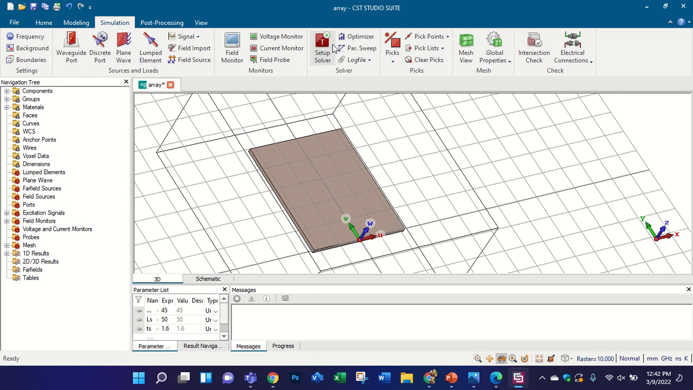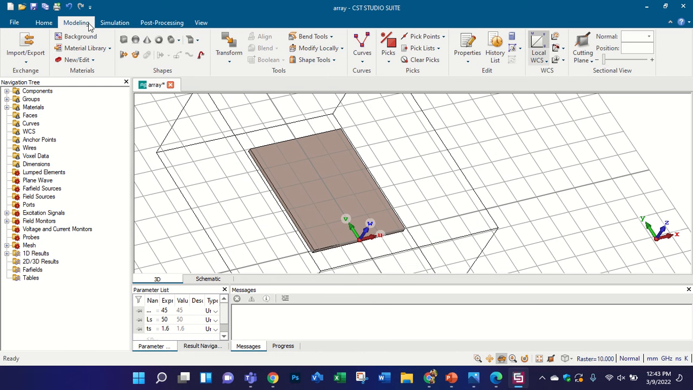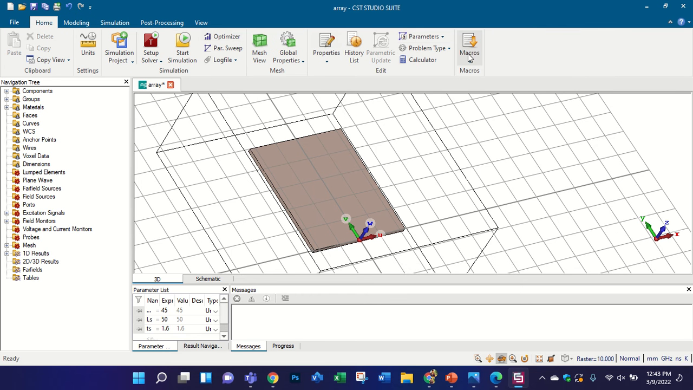I told you, when you use the setup solver and you click on the one option, normalize to 50 ohm, in that case you are only assigning a port of 50 ohm to this point. But at these points, this patch will not get the required impedance. So in that case, in an antenna array, I prefer that you set the impedance by yourself, like by macros.